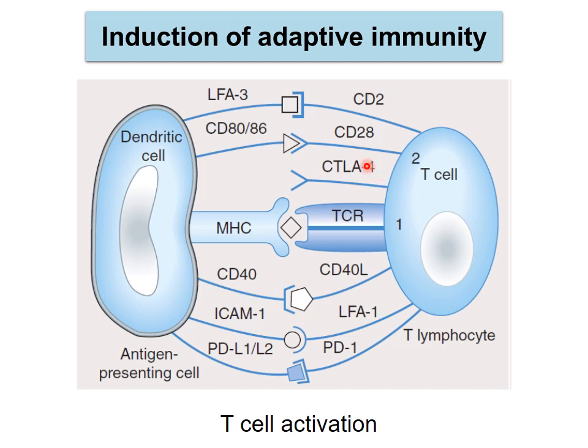CTLA4 has higher affinity for CD80 and 86. If CD28 is already bound to CD80 and 86, CTLA4 displaces the CD28 from the CD80 and 86. So CTLA4 inhibits the binding of CD28 with CD80 and 86, and thereby it suppresses the activation of T cell and proliferation of T cell. So CTLA4 is involved in the negative feedback of T cell activation.